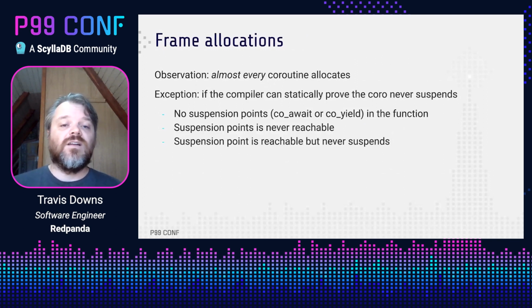There are exceptions. If the compiler can statically prove that the coroutine never suspends, I find that at least in Clang, it will elide the coroutine frame allocation. That could be because there are no suspension points at all, the suspension points are never reachable, or that they are reachable, but they don't suspend. The problem is the compiler has to be able to statically prove that to apply the optimization. In Seastar specifically, the default is that you may suspend because the future is not available. So you wanted to read a byte, but the socket wasn't ready, didn't have your byte.